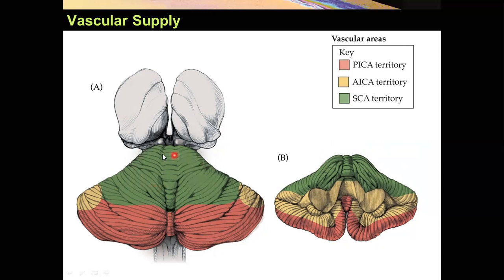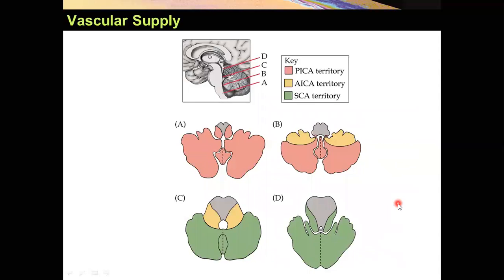The area indicated in green is supplied by the superior cerebellar artery, the area indicated in red is supplied by the posterior inferior cerebellar artery, and the area indicated in yellow is supplied by the AICA, anterior inferior cerebellar artery. Again, the area in green is supplied by the SCA, in yellow by the AICA, and in red by the PICA.